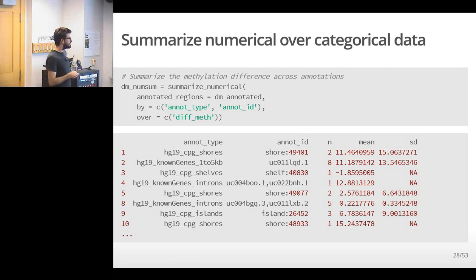So what does this give us? This tells us for each unique annotation type and ID, how many regions intersect it, and then what is the mean of that value? What is the standard deviation of that value? So it's just a way to look at your data with respect to any grouping of categorical data that you want. I found this to be the more obviously useful one. And then something else you might want to do.